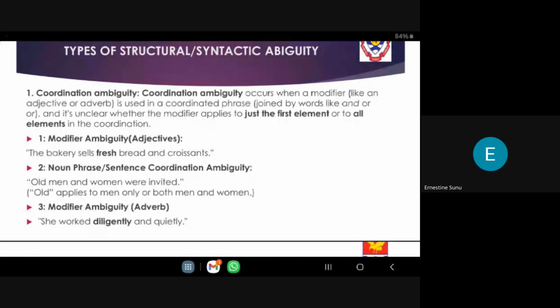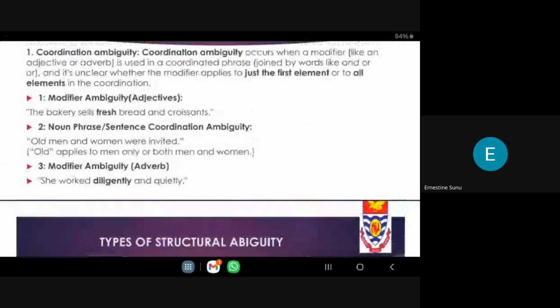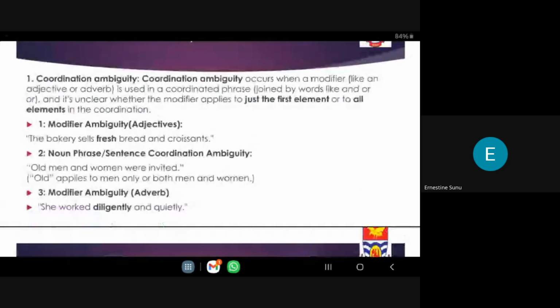Then the other one is modifier ambiguity with an adverb. She worked diligently and quietly. So diligently can apply to how the person worked, or the person's working can apply to both diligently and quietly. So these are all examples of coordination ambiguities.